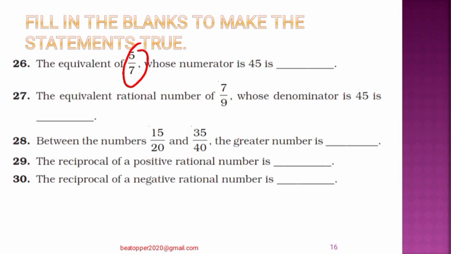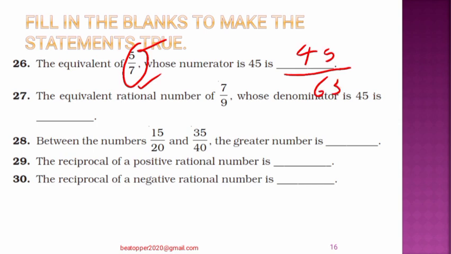Then, to make an equivalent fraction, we should multiply both numerator and denominator by the same number. So 5 into 9 is 45. Then what is the denominator? We have to multiply 7 also by 9. So 9 into 7 is 63. So 45 by 63 is the answer.